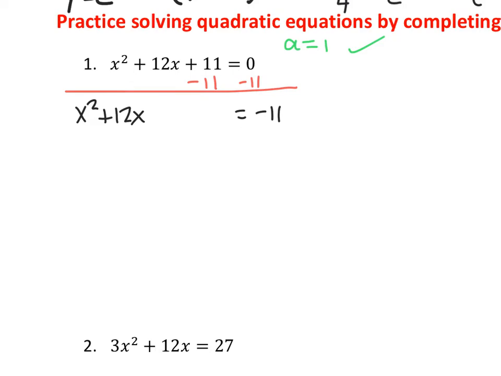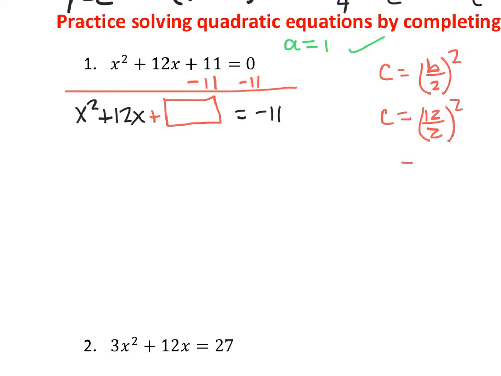So we are going to want to add something to this left side in order to make a perfect square. And as we just talked about, that C that we're going to add is going to be half of B squared. So in this example, we've got 12 for our B. We're going to take half of that and we're going to square it. So we've got 6 squared is 36. So we're going to add 36 here on the left in order to make a perfect square.